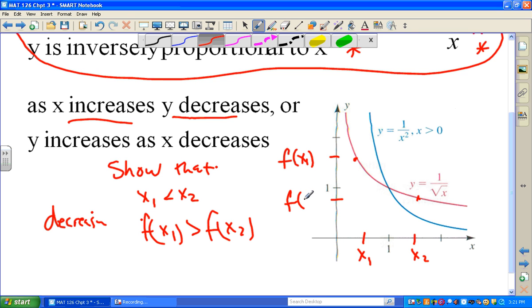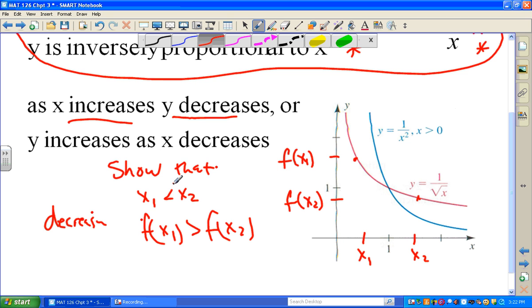F of x sub 2. All right? So that's pretty good. You got the idea about how that works. And go ahead and jot that down. We'll do a few examples. And I'm still a little nervous about doing the brain break, but we'll give it a shot.